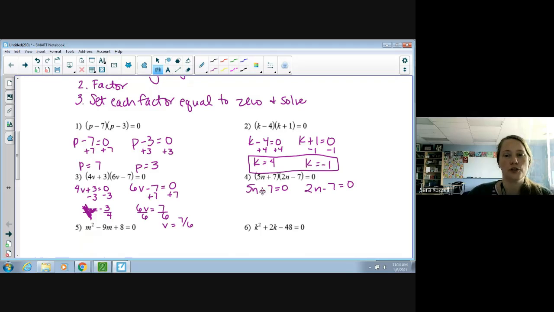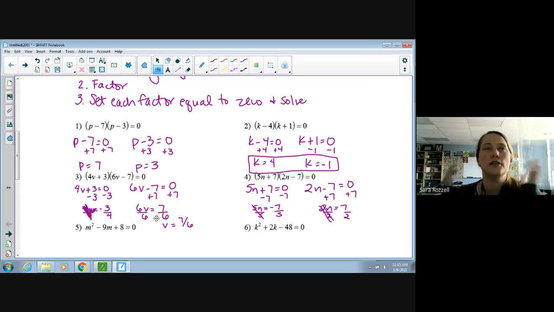Okay. And then we're going to move just the regular number and then divide by what's in front of the variable. That step happens all the time. So minus 7. So 5n is negative 7. Then we're going to divide by which number? 5. So n is negative 7/5 on our first equation. Our second equation, we'll add 7 to both sides. Then divide by 2. And n is 7/2. So we have negative 7/5 and 7/2. Those are our two solutions to that problem.